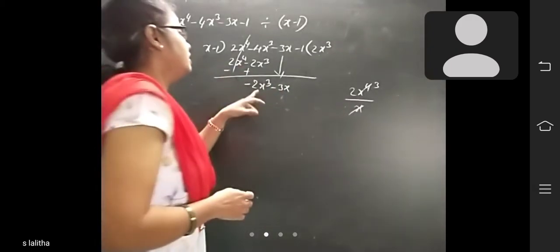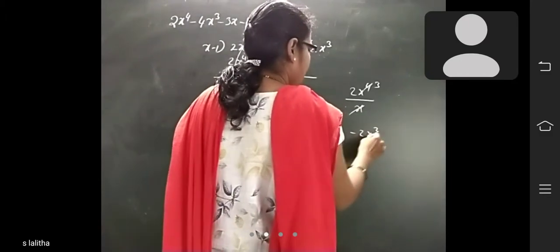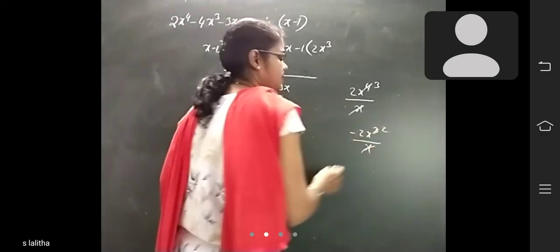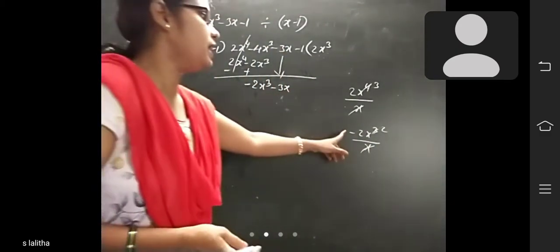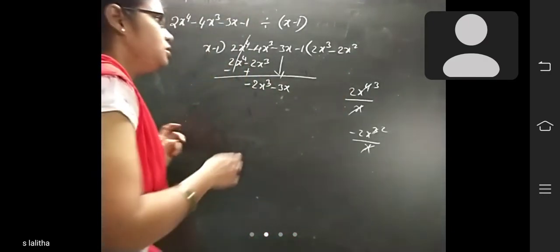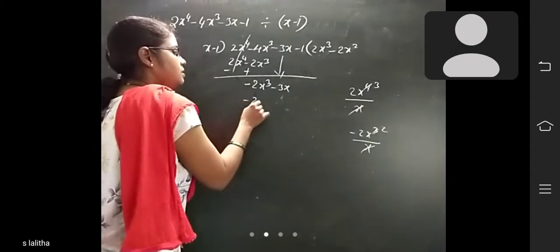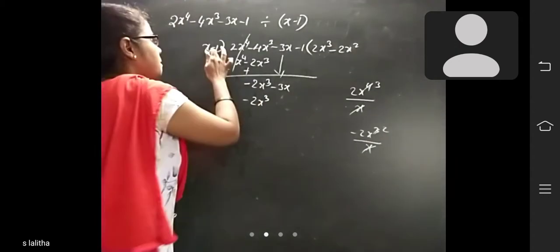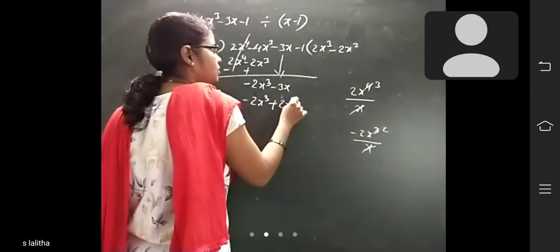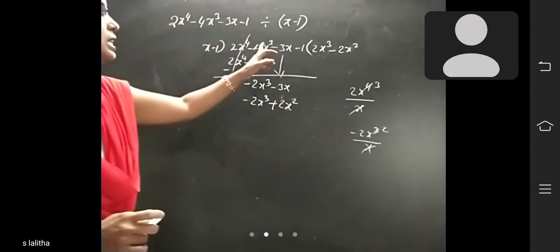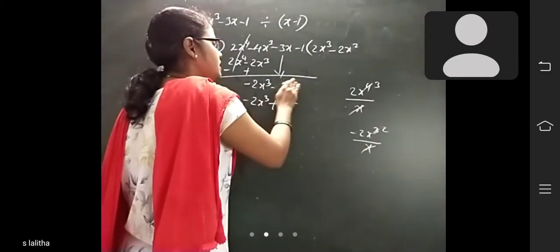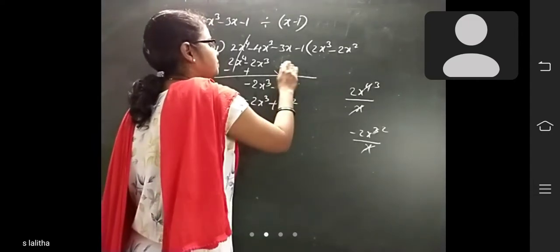Now again take minus 2x cube by the first term x. So x will be cancelled, minus 2x square is there. This minus 2x square can be written as a quotient, minus 2x square. Now multiply x into minus 2x square, minus 2x cube. Minus of minus, plus 1 into 2x square, 2x square is there. But here the x square term is not there, children. So you should write here 0.